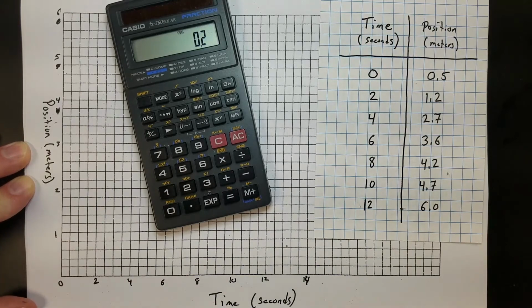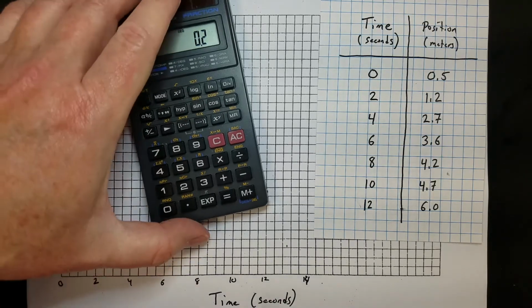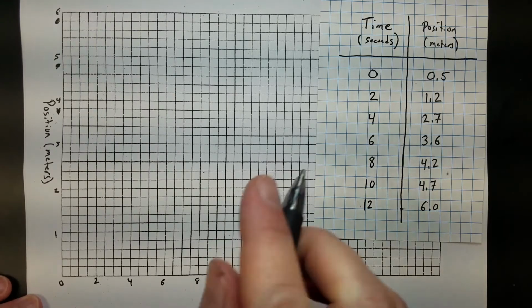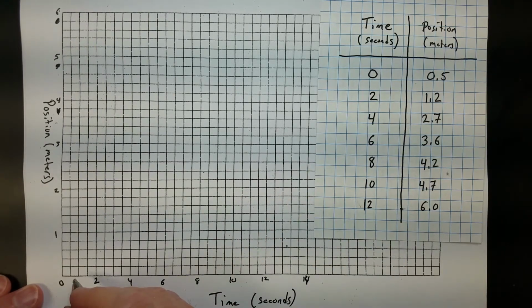Okay, so now we've got the scale figured out. We've got our axes labeled. And so now we need to go ahead and plot the position of each point. So at 0, we're at 0.5 meters.